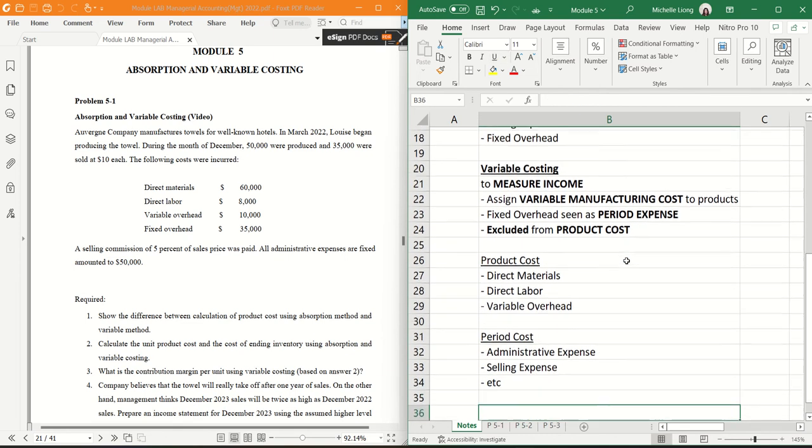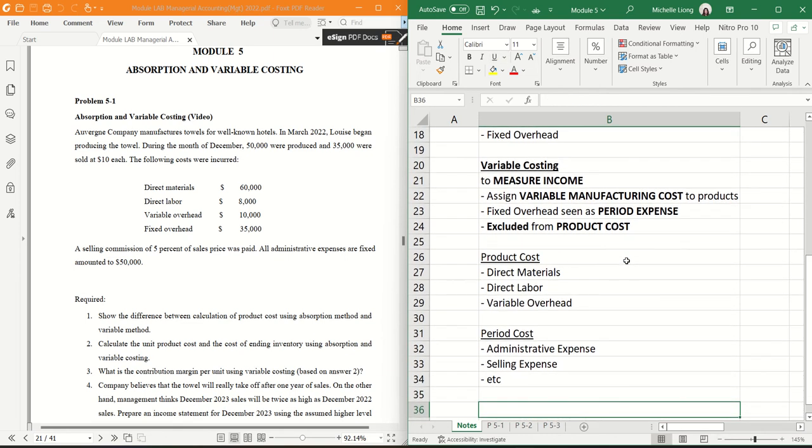So variable costing is to measure income as well, but right here they only assign variable manufacturing costs to products. So only the variable manufacturing costs are assigned. Okay. The next one is the fixed overhead. They are seen as period expense. So they are not seen as the product cost, but it's calculated as the period expense.